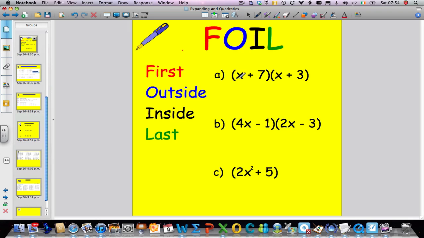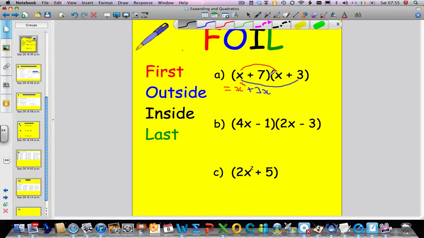That's the first term there, and that's the first term there in that bracket. So the first terms is going to be x times x. When we do that, we get x squared. Next I've got to do the outside terms. The outside terms are the two terms on the outside. So we've got the x and the 3. They're my outside terms because they're on the outside of the brackets. And x times 3 is 3x.